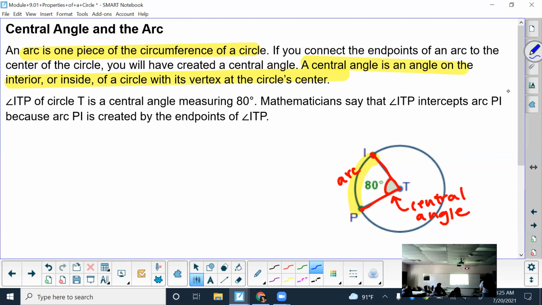And here's just some verbiage maybe you want to be familiar with. So if I say angle ITP, also known as angle T, intercepts arc PI. This would intercept this arc. Angle T intercepts this arc. So just be familiar, that's what we need. Question?